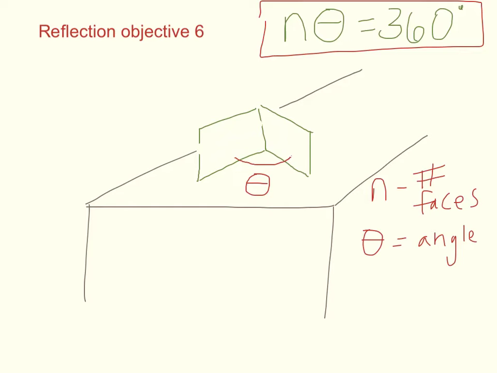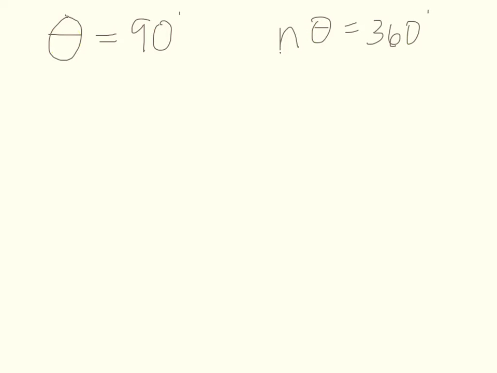So I might ask you a question like, if I place a mirror at 40 degrees, how many faces would you see? And then ask you to solve for it. So let's say that we have an angle of 90 degrees, and I want to know how many faces you would have. So I'm going to go ahead and plug in N times 90 equals 360.